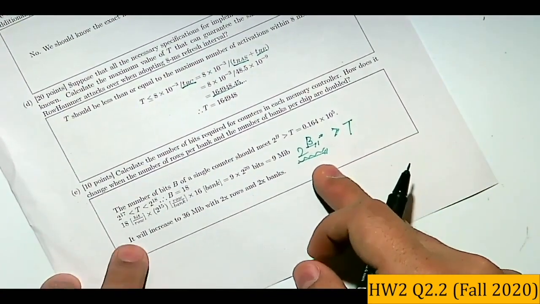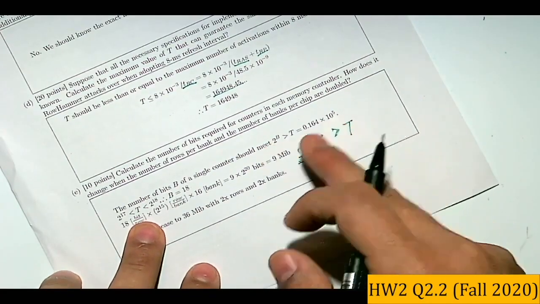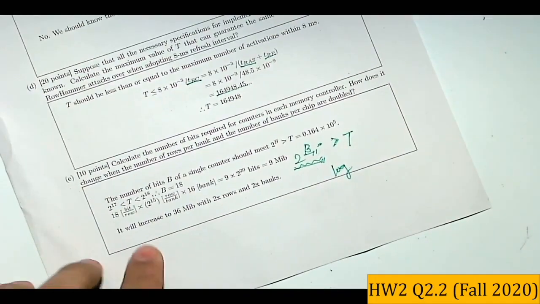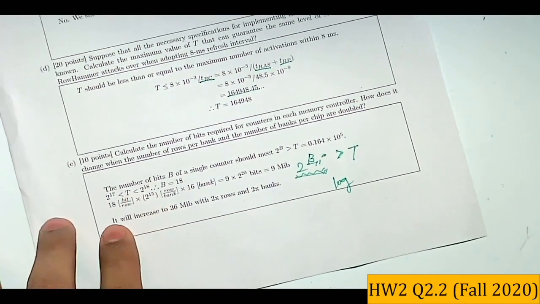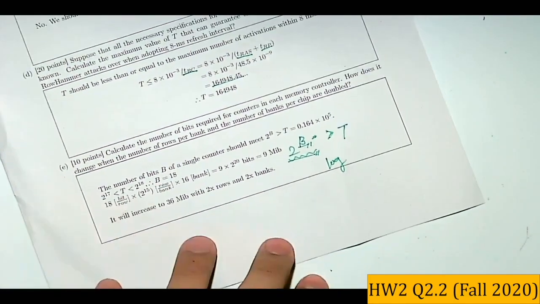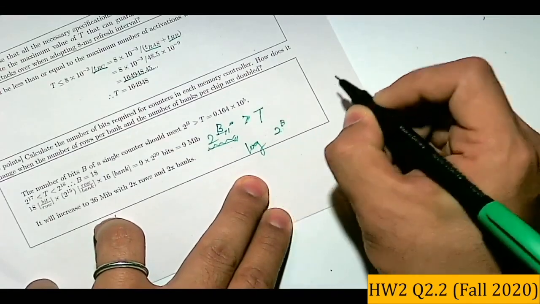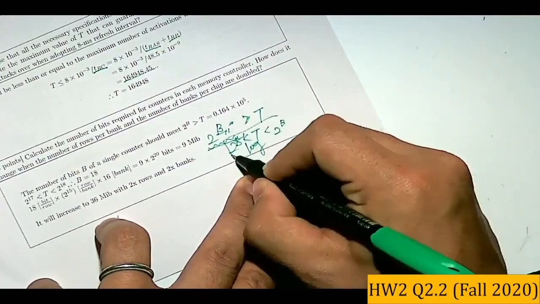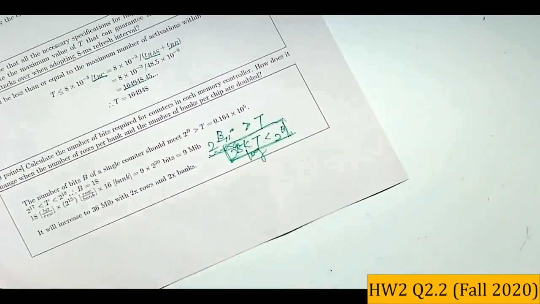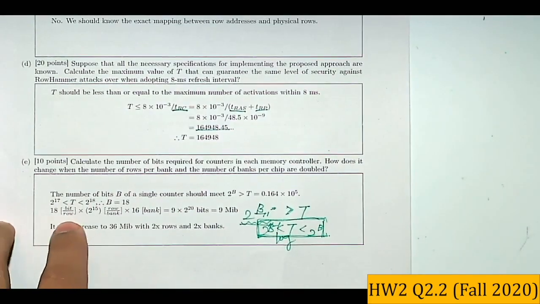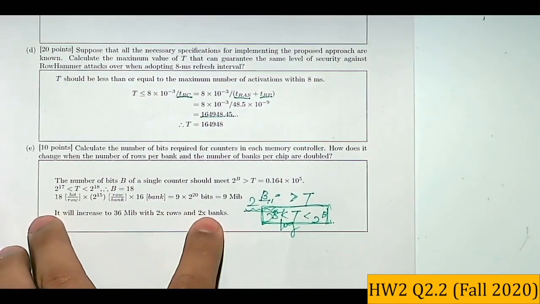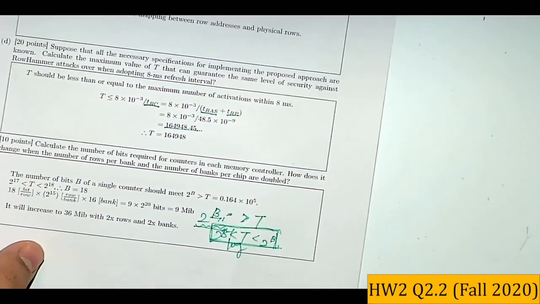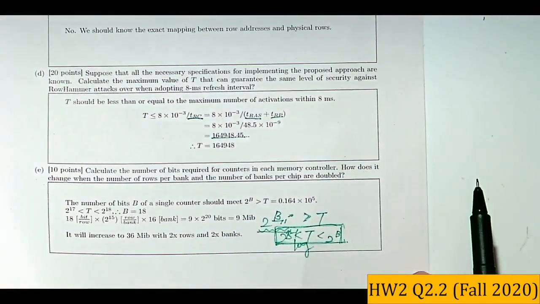So, minimum value of this. And we can simply know, with this logarithm method, that this T is 18. So for a more correct inequality, it is this. And with this value, we can simply calculate the number of bits required for the counters. And it can be increased by 36 millibits if the number of rows and number of banks are doubled.